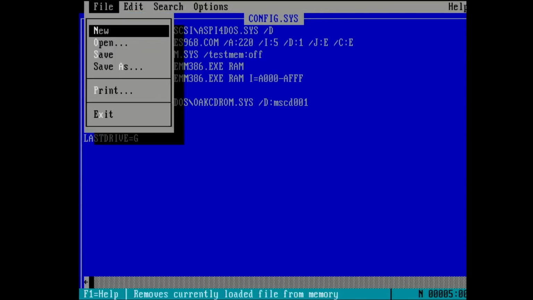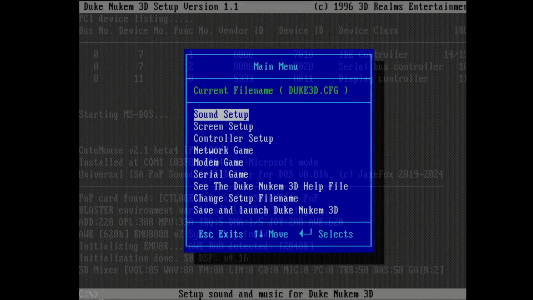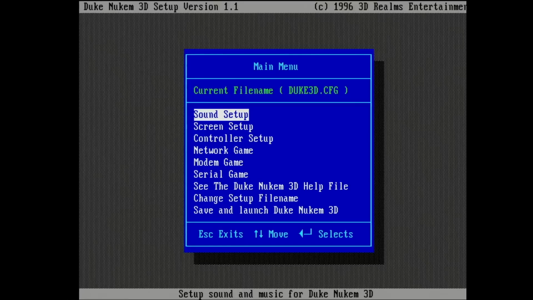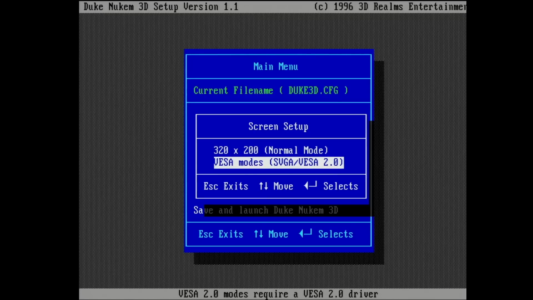So let's undo this and let's not use EMM 386 at all. Now we'll slowly move forward and try to reach the linear frame buffer. But first, let's have a look at Duke 3D and specifically the setup, because there is something interesting that I never knew what it meant. In here you have the screen setup and the 320 by 200 normal mode, but then you also have VESA modes. You have SVGA and VESA 2.0.